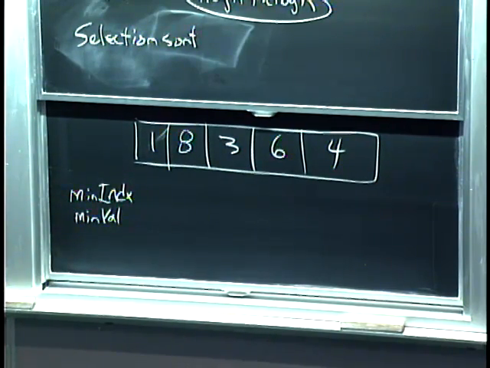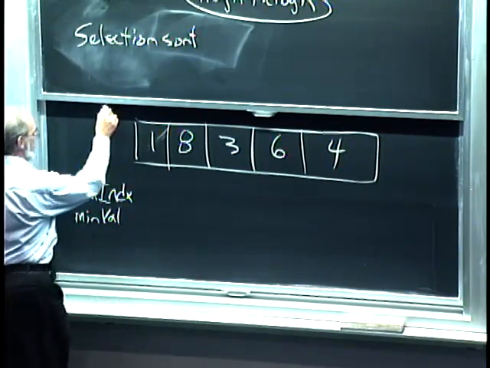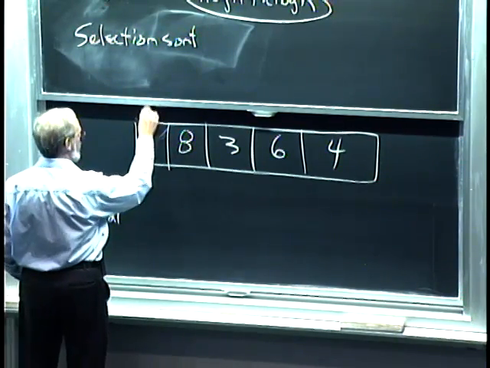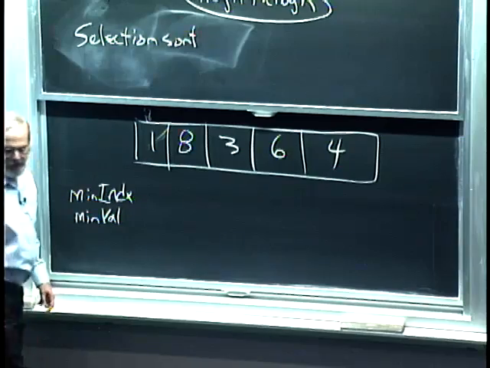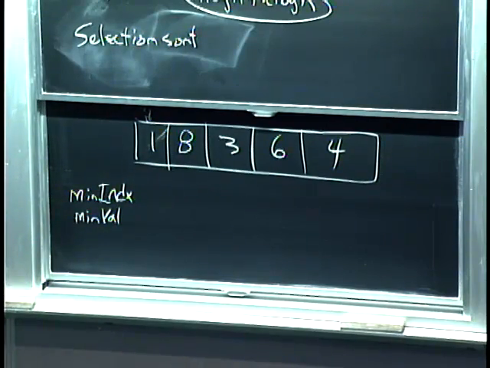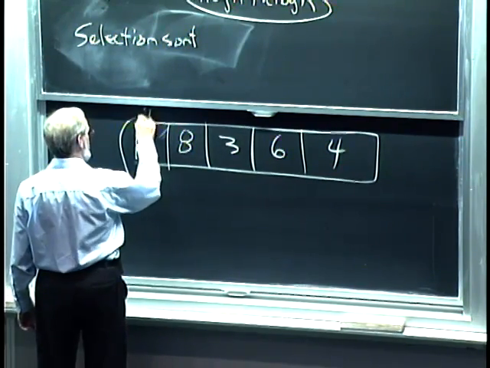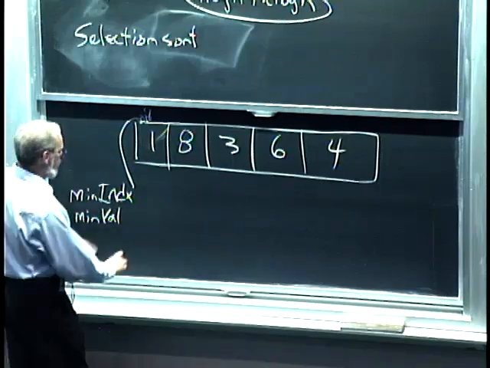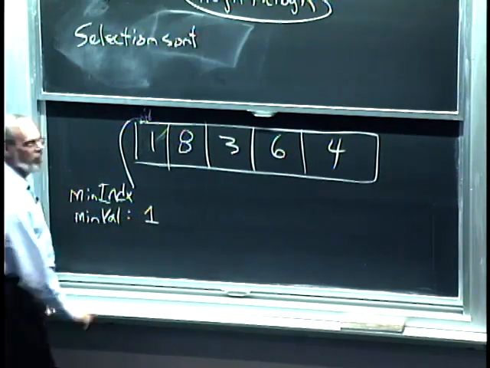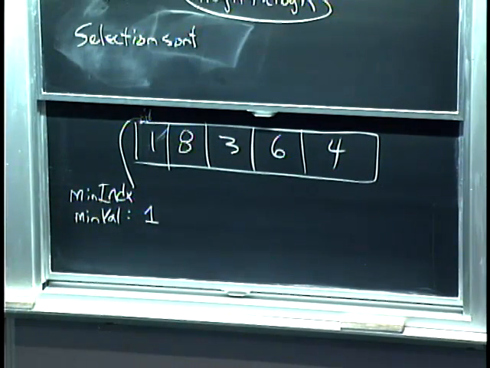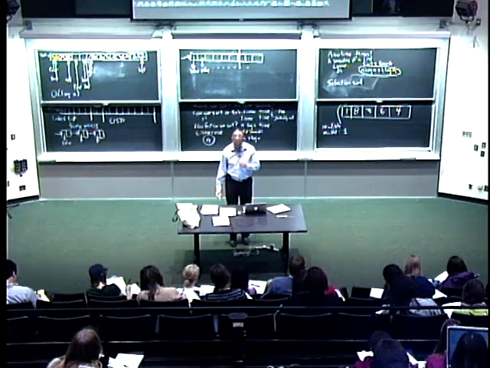Okay, let's simulate the code. Let's see what it's doing here. All right, so we start off. Initially, I is going to point there. And min index is going to point to the value of I, which is there. And min value is initially going to have the value 1. So we're simply grabbing a hold of the first value we've got there.